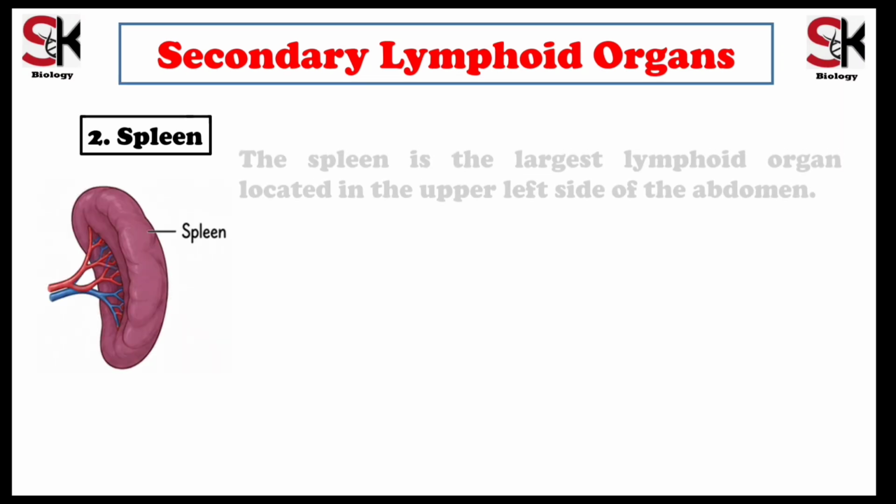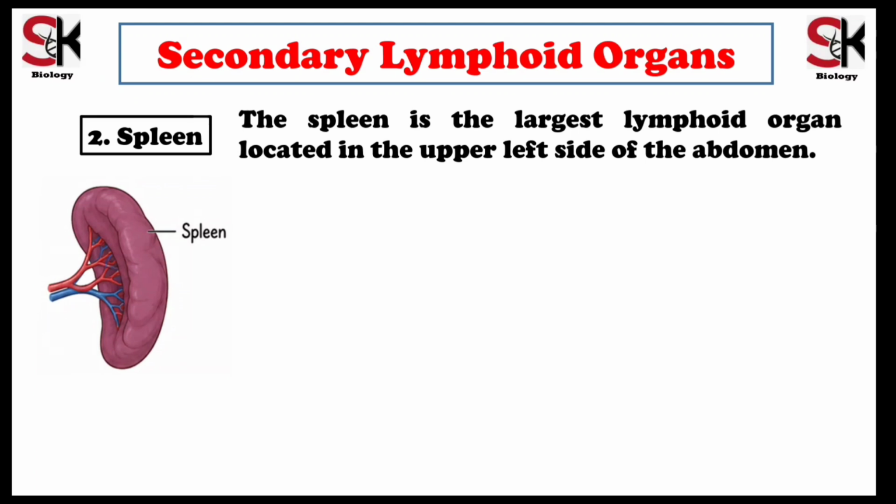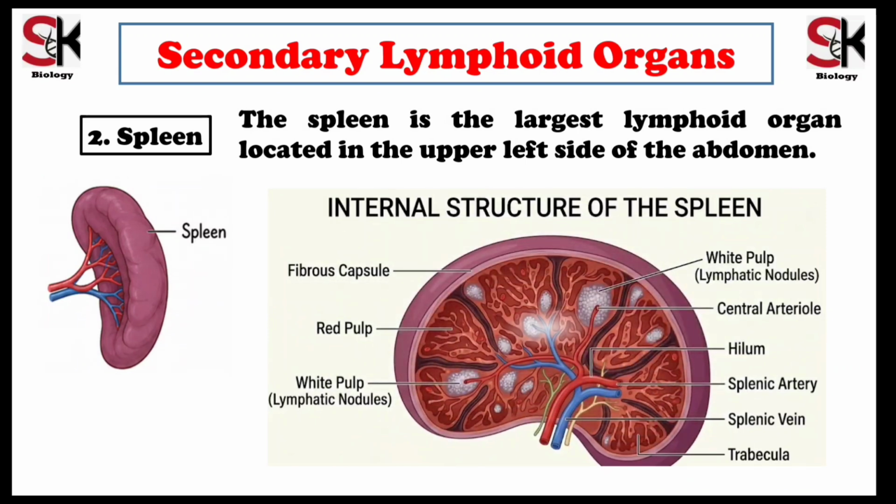The spleen is the largest lymphoid organ and it is located in the upper left side of the abdomen. Regarding internal structure, as shown here, the spleen has an outer capsule and is divided into two main regions. The first one is white pulp, which contains lymphocytes and is responsible for immune response. The second region is red pulp. It contains blood-filled spaces and removes old or damaged RBCs.